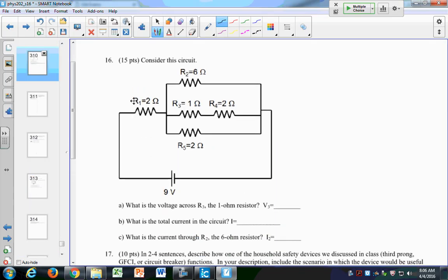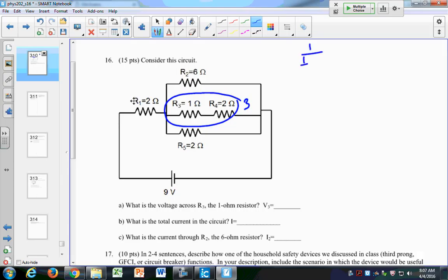Okay, yeah, this is a good one. So this is an example of the combination circuit that you might have. The first thing that you'll need to do is just to find the equivalent resistance. I know it doesn't ask for it here, but you really need to find the equivalent resistance. So you would first combine these two resistors. They would be 1 plus 2 is 3. And then you would have 3, 6, and 2.